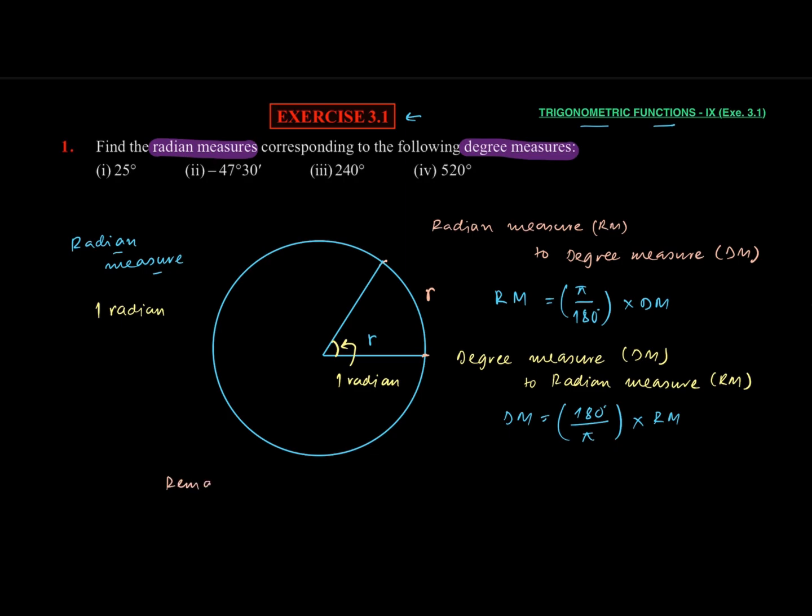Remember that a complete angle, which is equal to 360 degrees in degree measure, will in radian measure be equal to 2 pi radians, which means that when a ray takes a complete revolution, that revolution in terms of radians will be equal to 2 pi radians. Similarly, 180 degrees will be equal to pi radians. So now in question number 1, we are being asked to convert degree measure into radian measure. So we'll be using this formula.